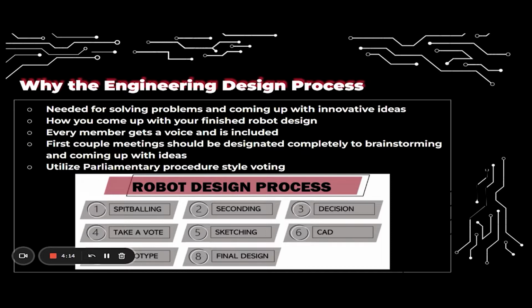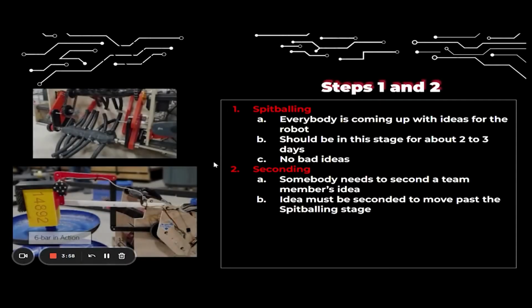The first couple meetings should be designated completely to brainstorming and coming up with ideas. And you'll want to utilize the parliamentary procedure style voting, and we'll get into that later on. So we got the first two steps of the engineering design process, and the first step is going to be spitballing. Everybody is coming up with ideas for the robot, and everybody should feel included. There should be about 2 to 3 days inside of this stage coming up with ideas, and there are no bad ideas. So for an idea to become a design, the idea needs to be seconded by a member of your team. So the idea must be seconded to move past the spitballing stage.